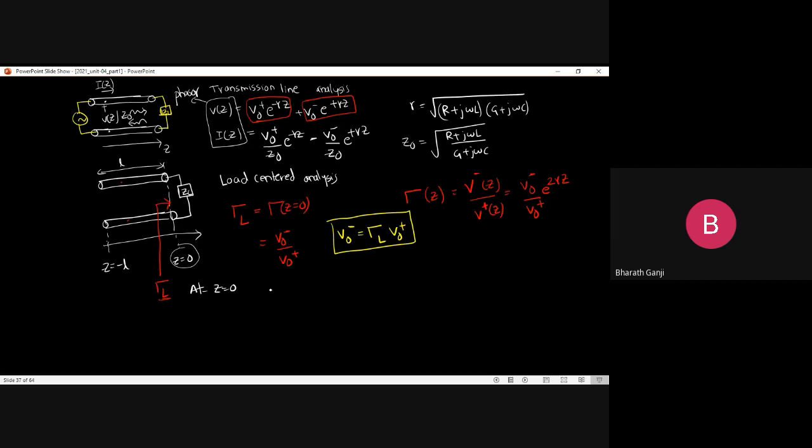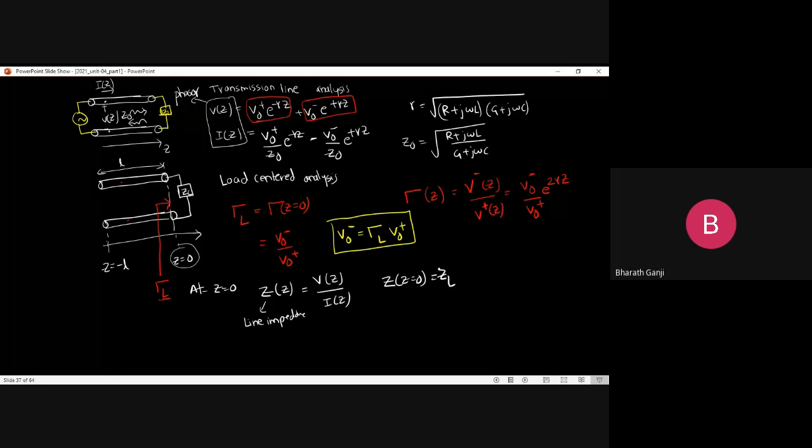if you ask me what is the load on the line? The load on the line at any point z is nothing but the total voltage at that point divided by the current at that point. So this is called line impedance. If I put z equal to 0 in this, the line impedance at z equal to 0 should be equal to the load impedance ZL.